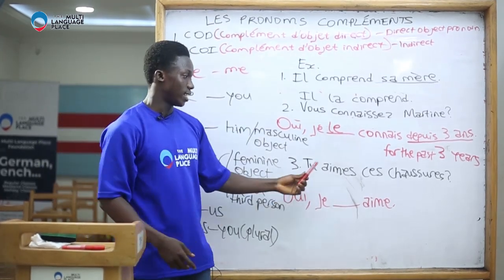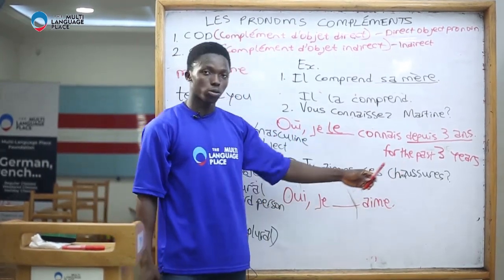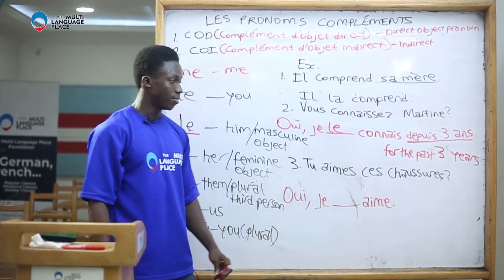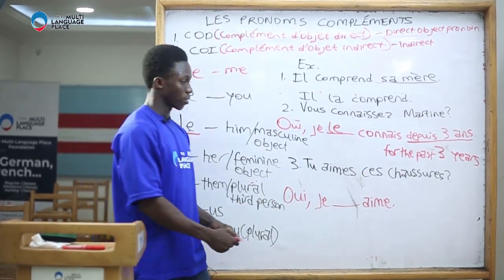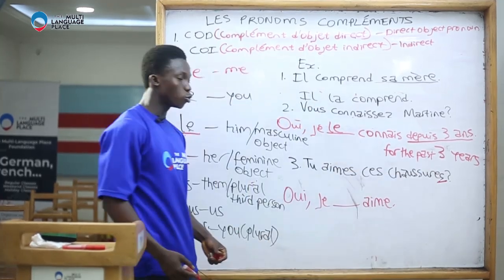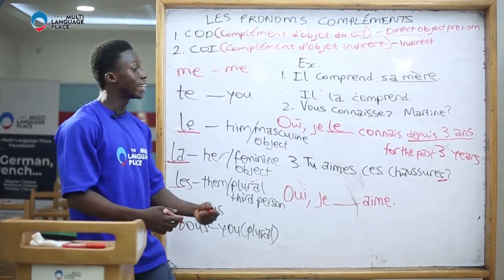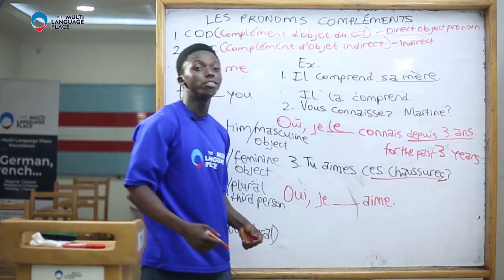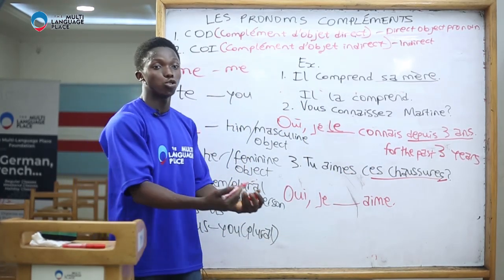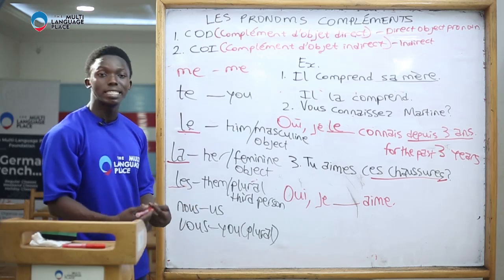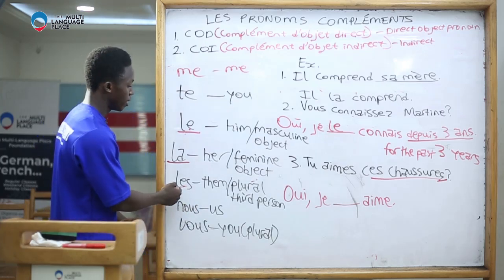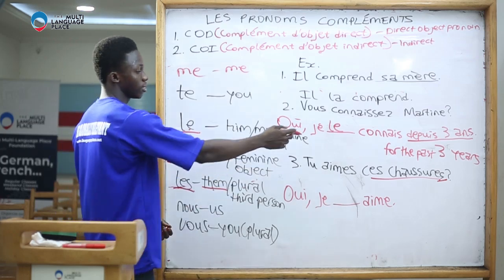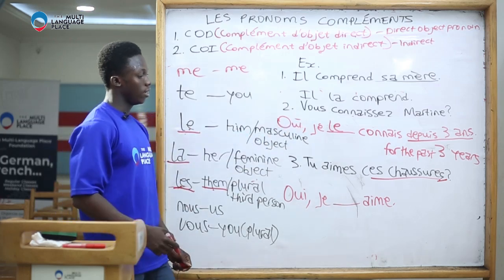Now, let's see the last example. "Tu aimes ses chaussures?" Ses chaussures here is plural. So what do we replace it with? Do you like these shoes? To replace this in English, it would be, do you like them? Now, what is them in French? That would be les, them. So I'll replace les chaussures with les.